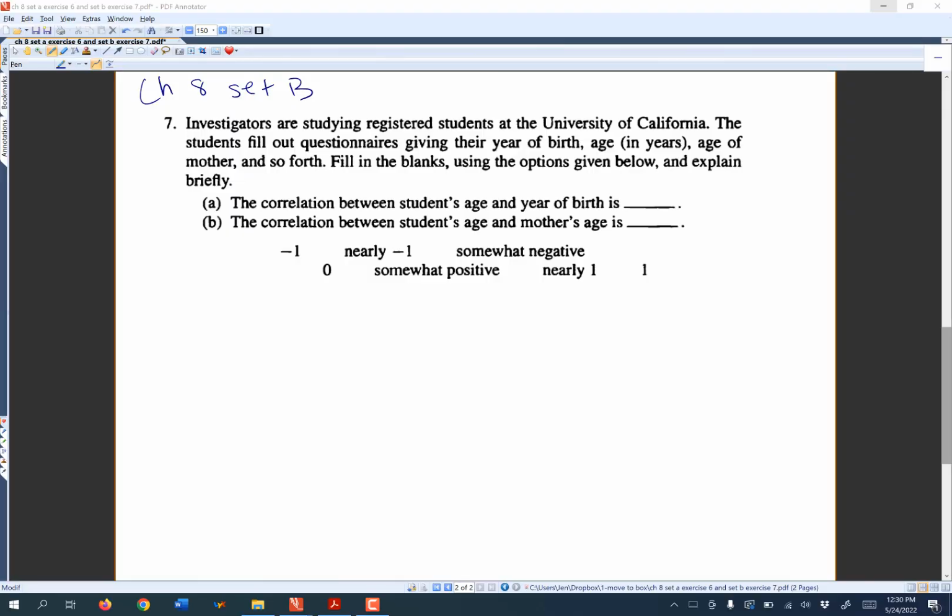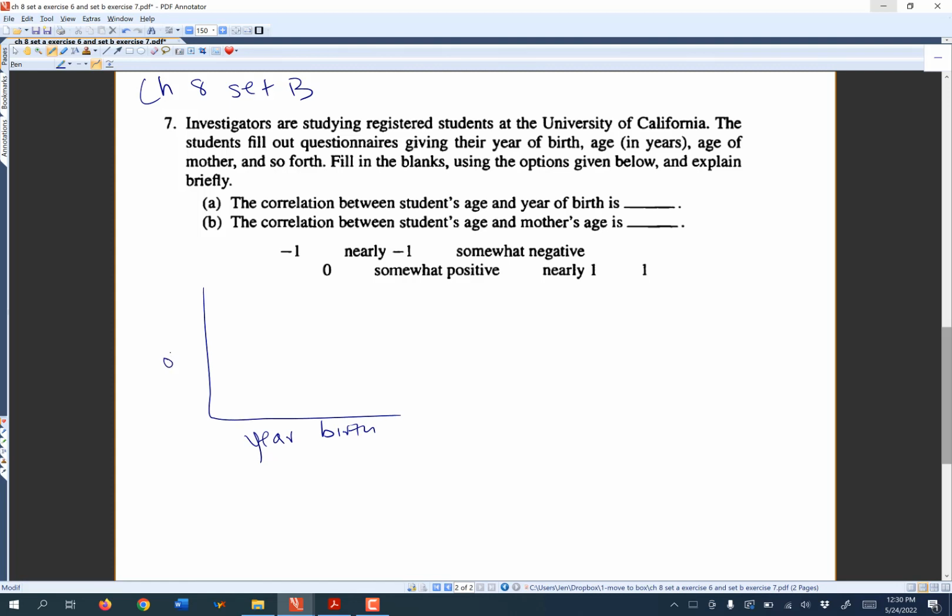This is Chapter 8, Set B, number 7. Basically, we have students, and they're going to give their year of birth, their age in years, age of the mother, and so forth. And what I want you to do is just use some logic to try and figure out what the correlation should be, with the choices being -1, nearly -1, somewhat negative, 0, etc. So the first one is talking about the student's age and the year of birth.